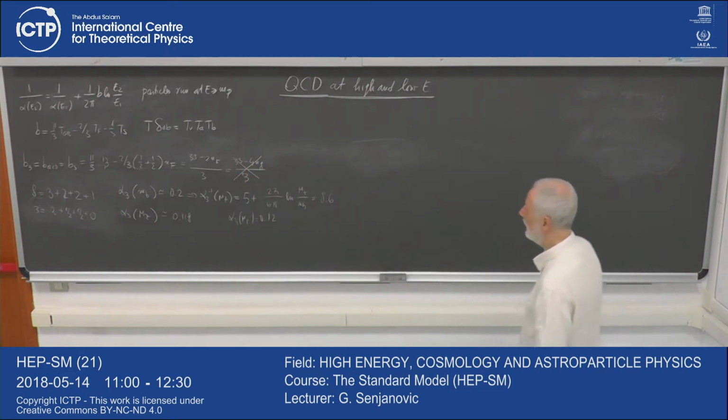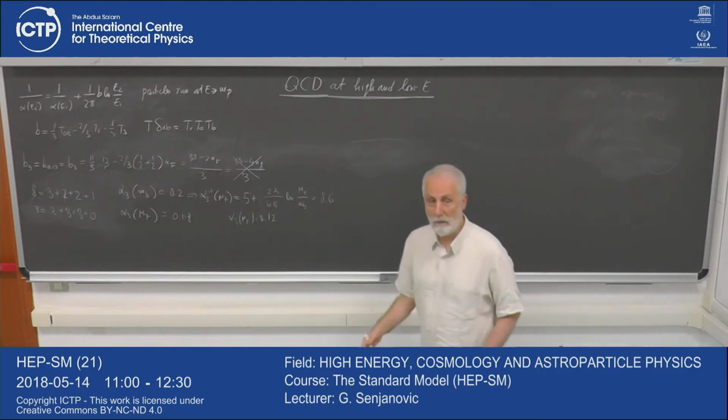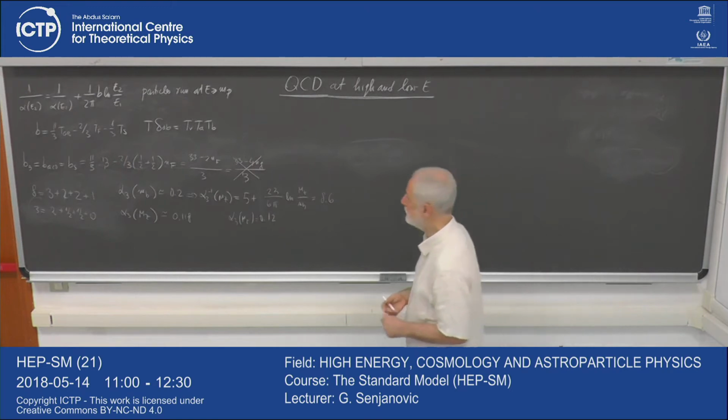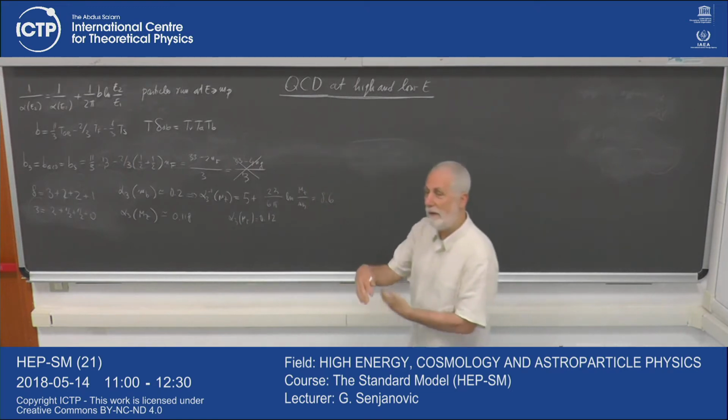I got it there. Which is pretty good agreement. We are at the 1 loop level here, maybe the 2 loop becomes important. Okay. That sort of makes you feel good. Now what happens if I go to lower energies?